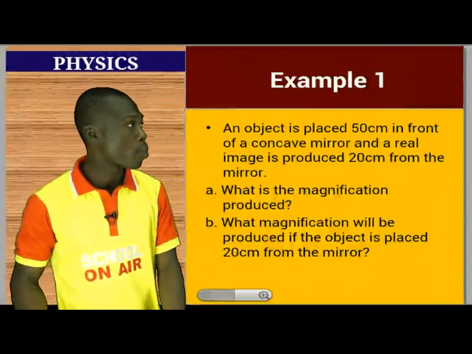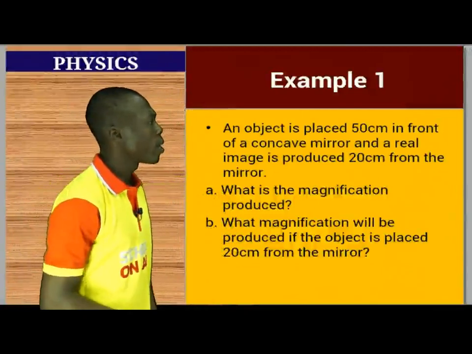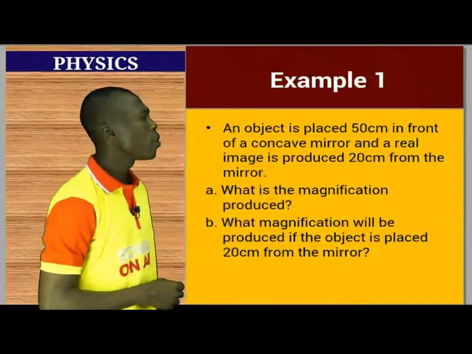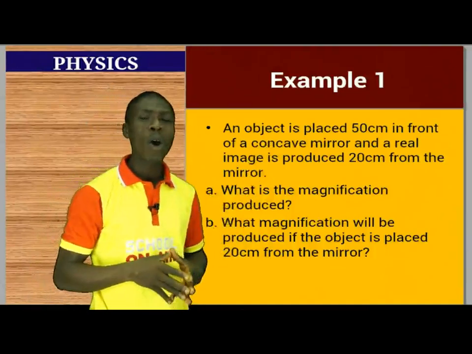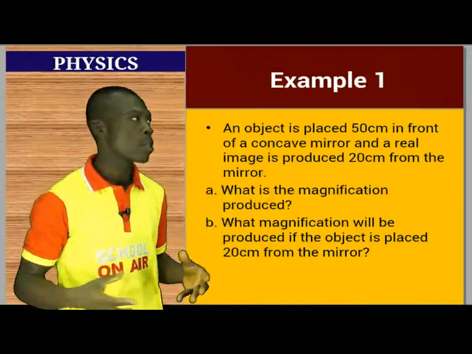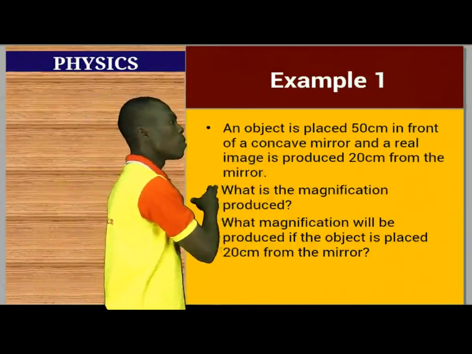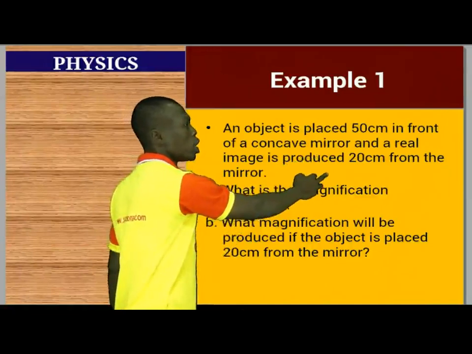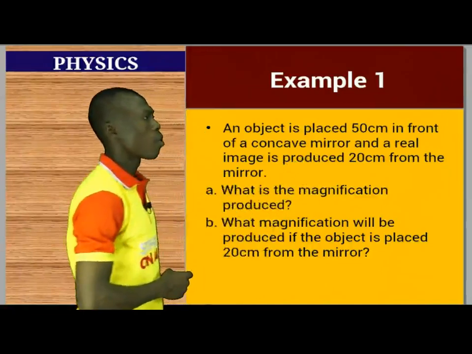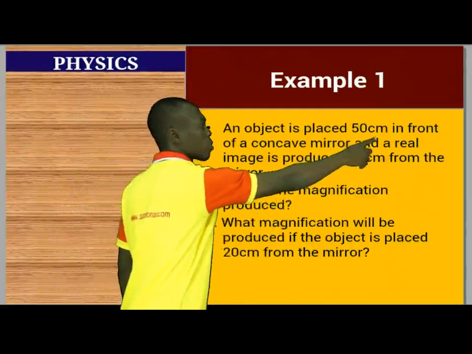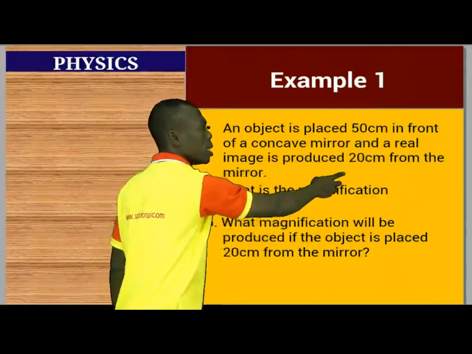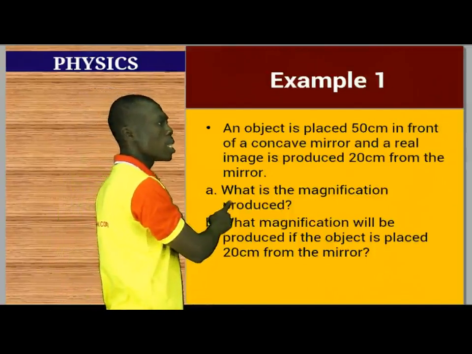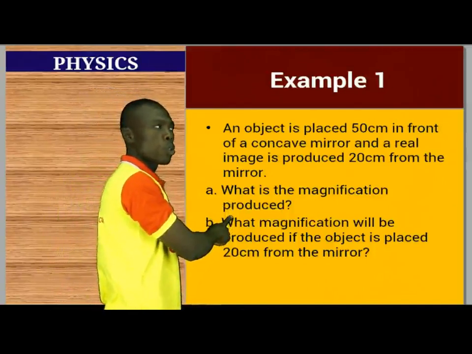So let's take a look at an example. The example one we have here is saying that an object is placed 50 centimeters in front of a concave mirror. Keep in mind, this one is a concave mirror, so we are working with all positives. So an object is placed 50 centimeters in front of a concave mirror, and the real image is produced 20 centimeters from the mirror. So this is our object distance from the mirror, 50 centimeters, and this is the image distance from the mirror, 20 centimeters. Now, question number one is, what is the magnification produced?